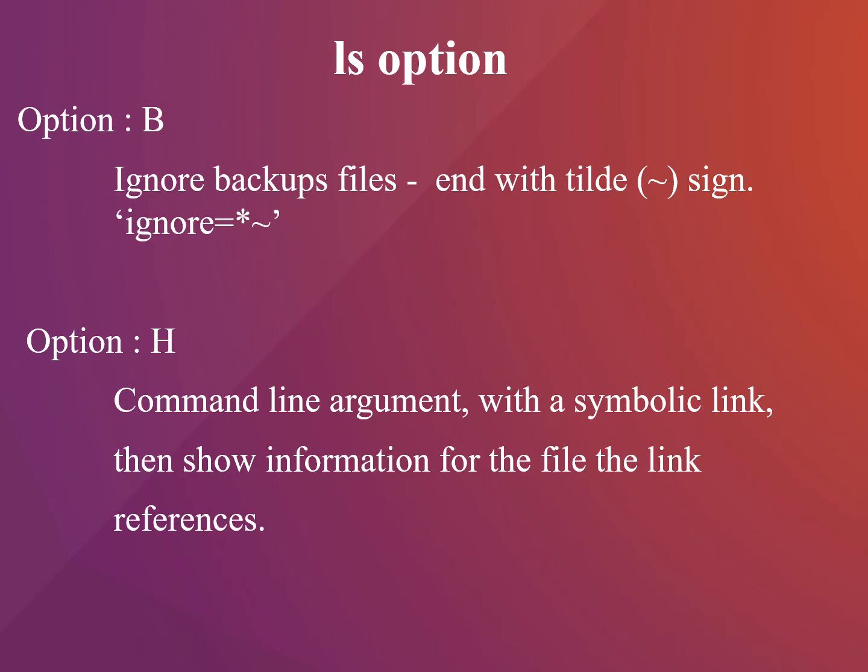If a command line argument specifies a symbolic link, show information for the file the link references, rather than for the link itself. Option -r. Reverse whatever the sorting method is. That is, it lists files in reverse alphabetical order, youngest first, smallest first, or whatever.